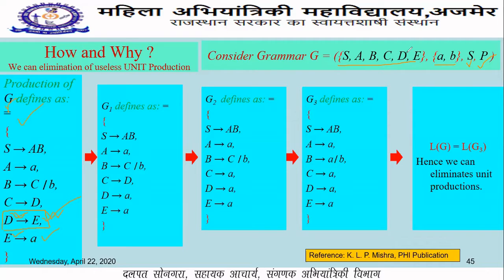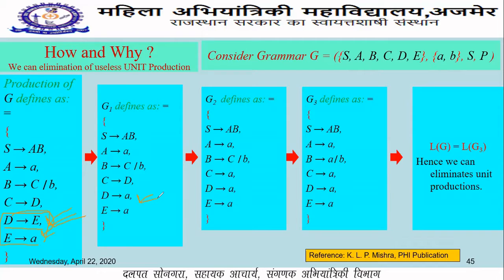So if we remove this unit production and include directly D tends to small a, then we can eliminate it. We include the new production D tends to a, because E derives a and then indirectly D also derives a. So there is no use of this unit production, and we can eliminate it by including this new production.